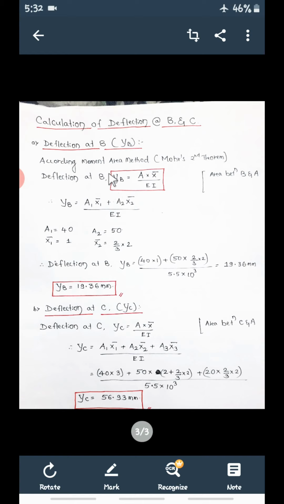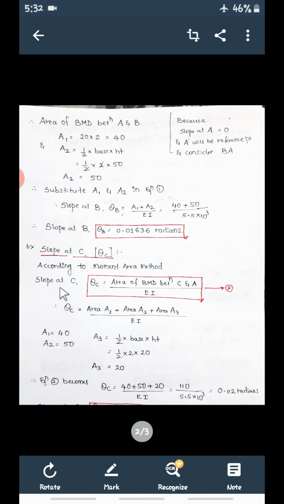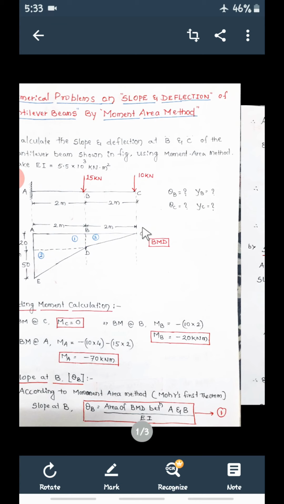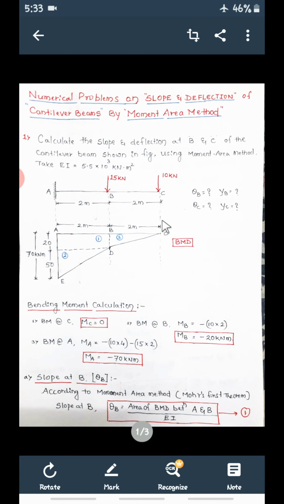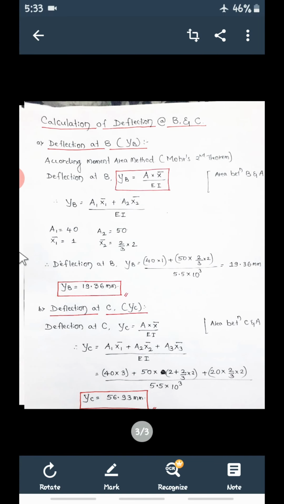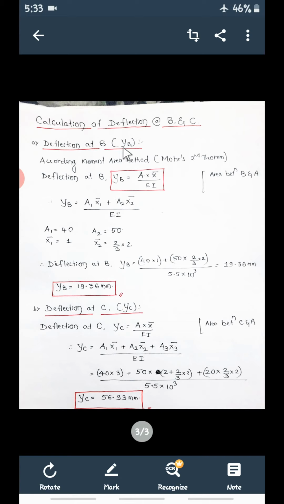Now next, find out the deflection at B and C, the same way. When these two loads come on the beam, A is fixed, so there is no deflection. The beam is going to deflect like this. So this is YC, this is YB, and YA is 0. Deflection at A will be 0. Now let us first find the deflection at B, YB.